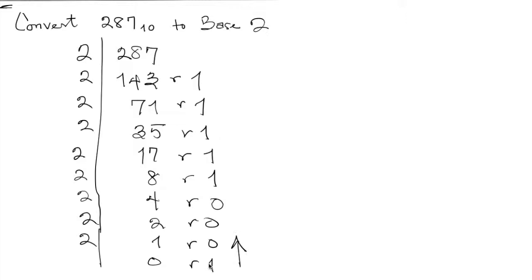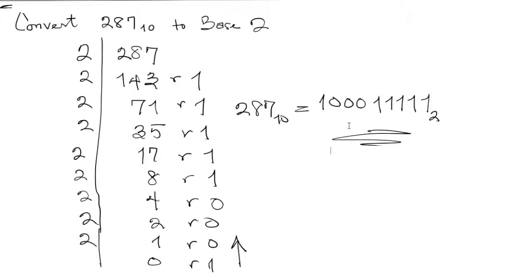We write our remainders from down up, and 287 in base 10 is equal to 100011111 in base 2. That's it. So that's how you convert from base 10 to other bases. Set up your division, divide the number you're converting in base 10 by the base you're converting into. Write your remainders by the side, and then when you're done, write your remainders from down up.